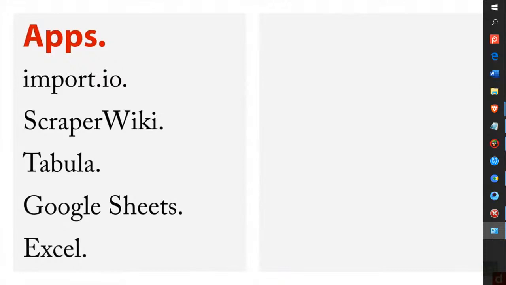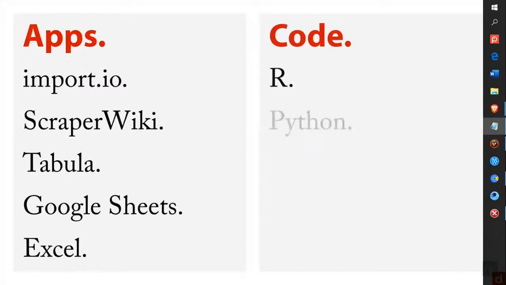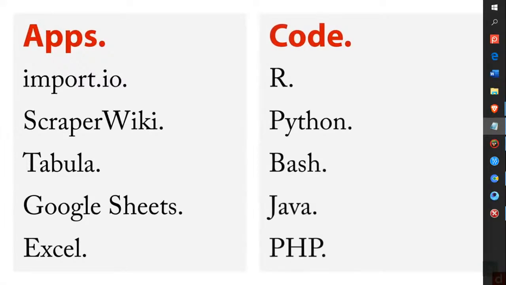Or if you don't want to use an app, or if you want to do something that apps don't really let you do, you can code your scraper. You can do it directly in R or Python or Bash, or even Java or PHP.